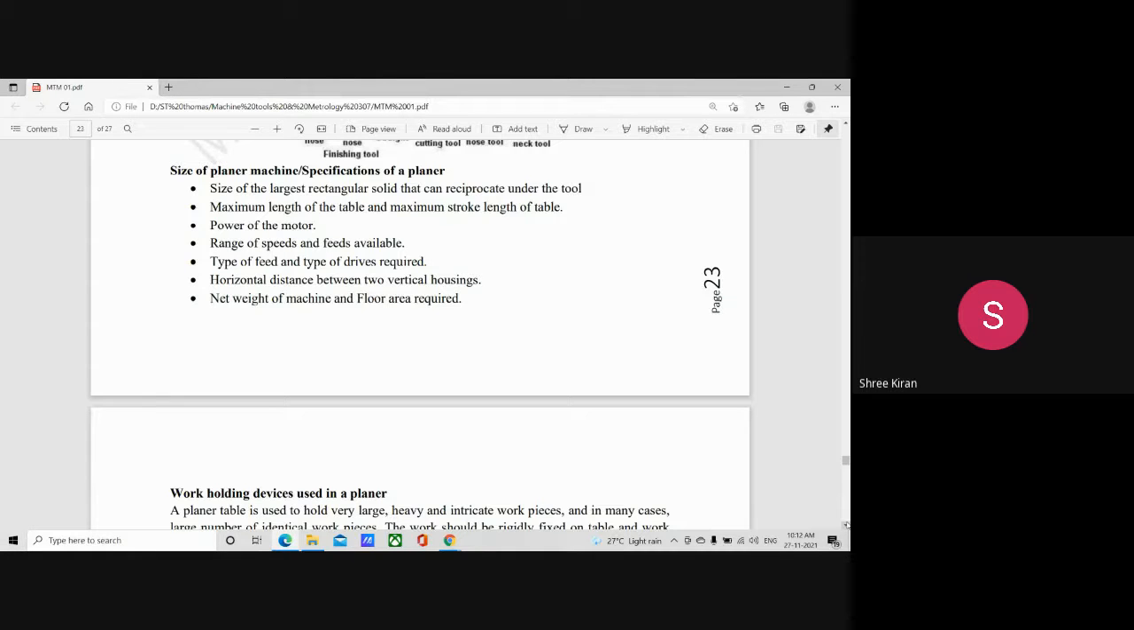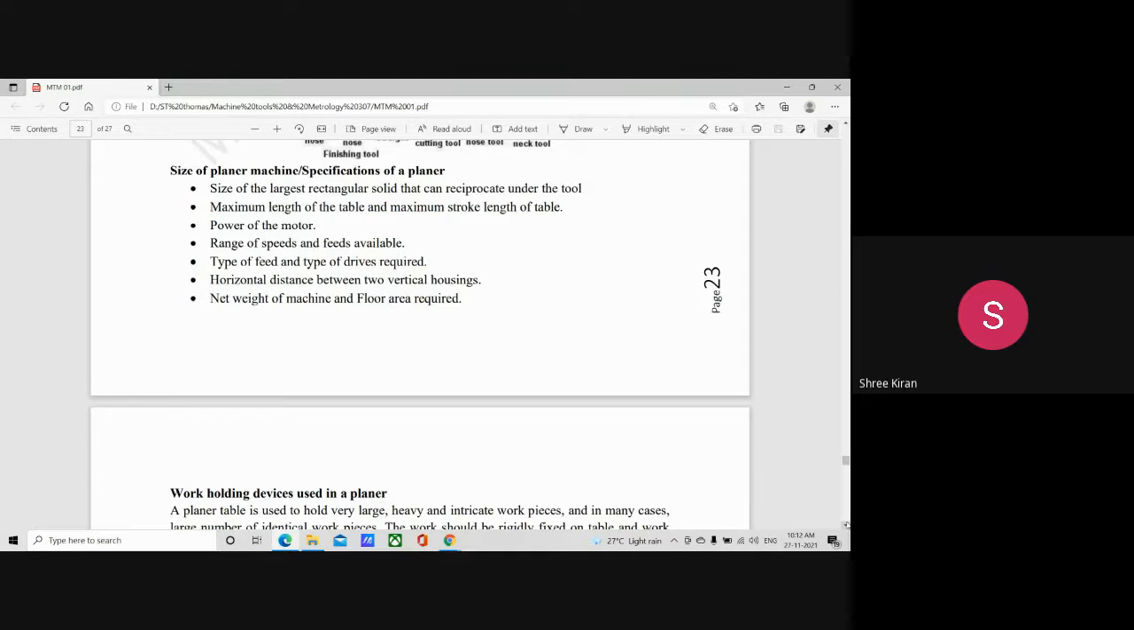Now the size of a planer. We have been doing this comparison between the shaper and the planer on almost all the points. Here we have the size of the largest rectangular solid, meaning the size of the largest rectangular solid that can reciprocate under the tool. Then the second one is the maximum length of the table and the maximum stroke length of the table, that is, the movement of the table.